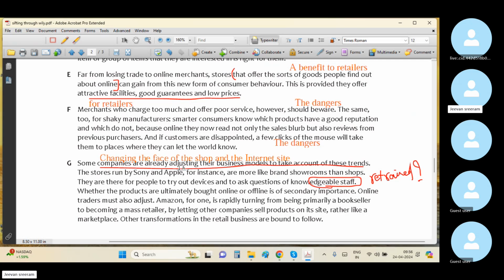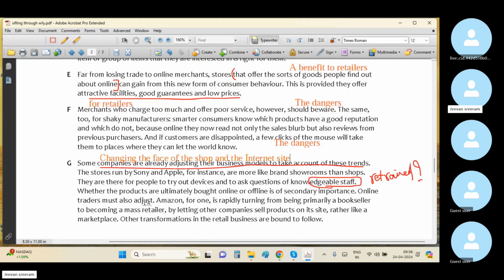Changing is equal to adjusting; face of the shop means the way the business models are getting changed, right? Adjusted as per the trend, and they are going to open the internet site. Internet site meaning can be seen in the next part of the paragraph. Whether the product is ultimately bought online or offline is of secondary importance. So there will be staff in the showrooms to clarify customers' doubts. Online traders must also adjust.